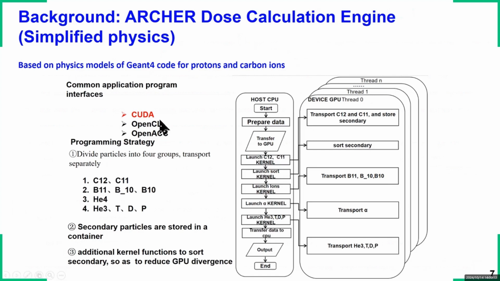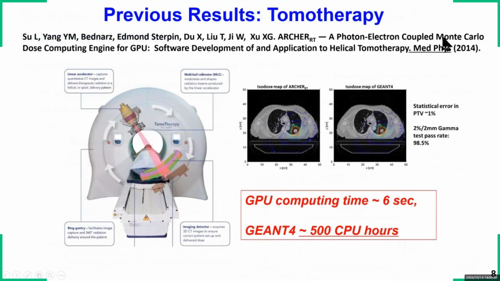For example, in the code that we use for proton and carbon ion simulations, we adapted very detailed physics models from Geant4. And previously, we have simulated photon radiotherapy for a machine called tomotherapy. So in this paper published in 2014, we compared ARCHER results with those from Geant4.